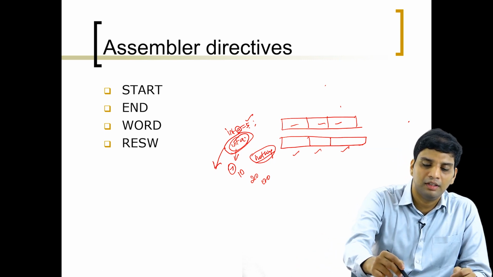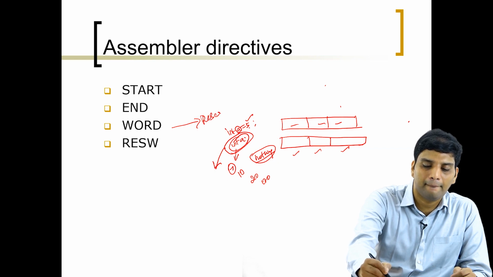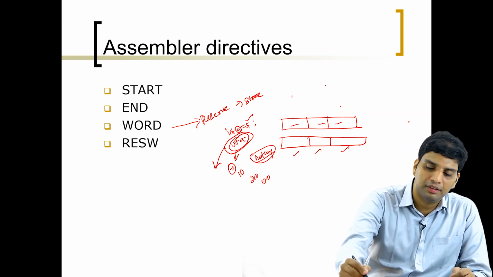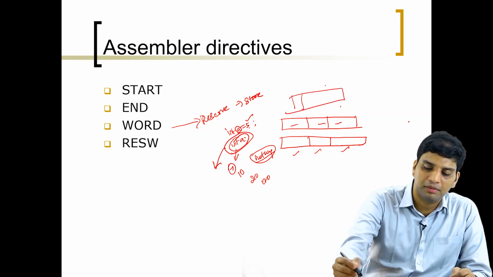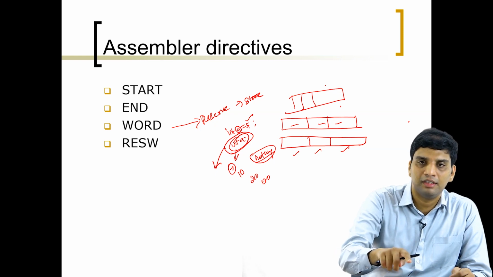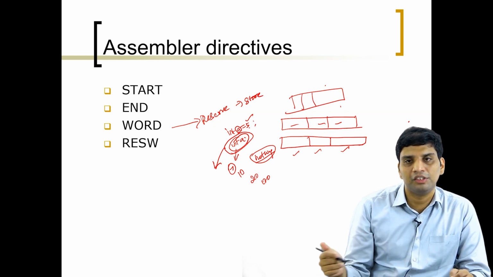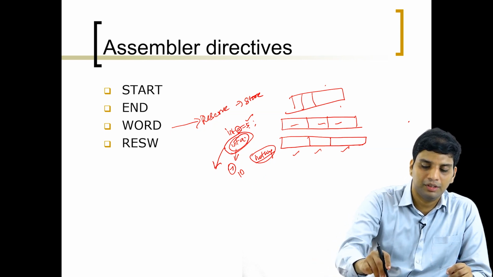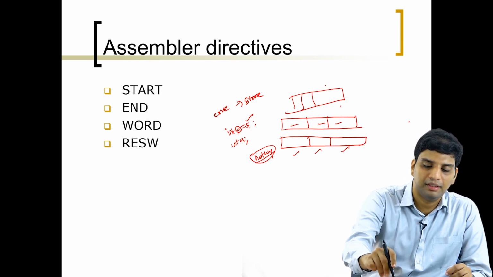So word will reserve a memory and also it will store something inside it. So in word and reserved word, you have 3 consecutive bytes. But in word, data will be stored, but in reserved word, data will not be stored. So I think you can understand the difference between word and reserved word now.